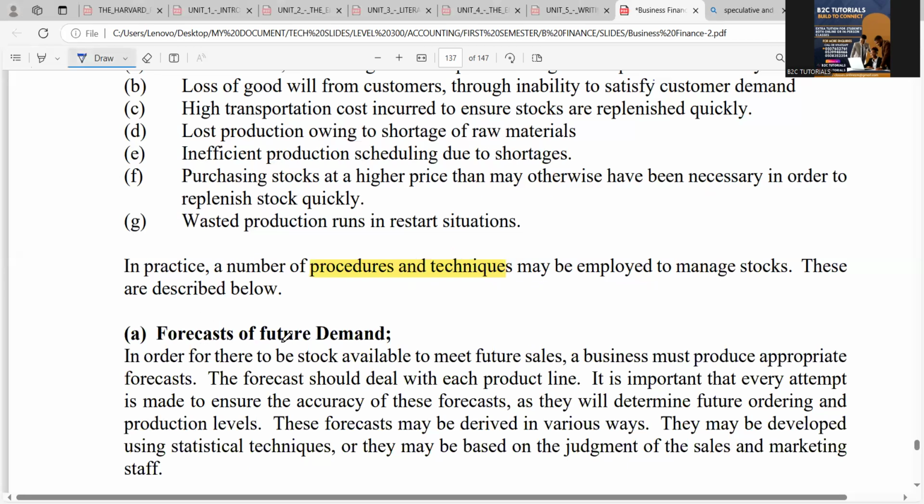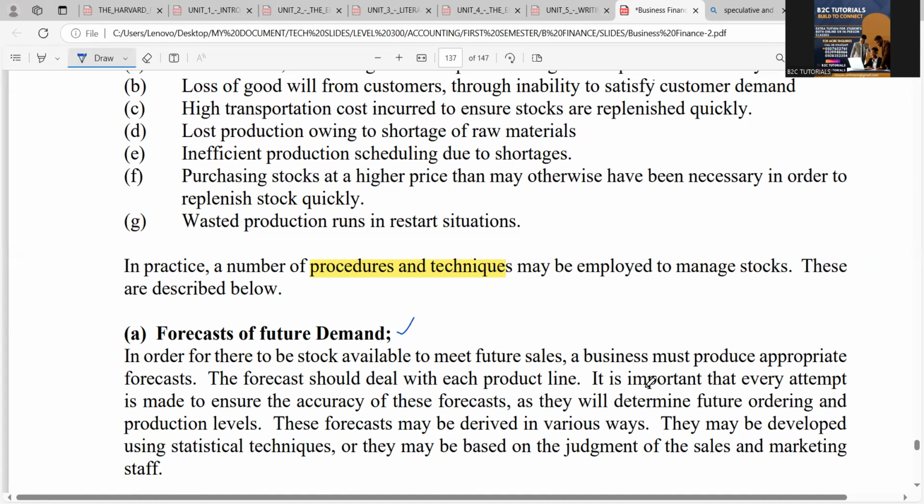You can manage stocks by doing what we call a forecast of the future demand. How does this happen? In order for there to be stock available to meet future sales, a business must produce appropriate forecasts. The forecast should deal with each product line. It is very important that every attempt is made to ensure the accuracy of these forecasts, as they will determine the future ordering and production level.